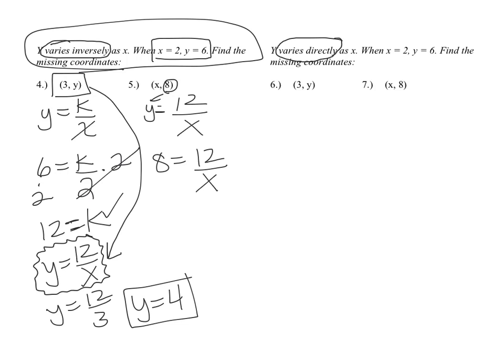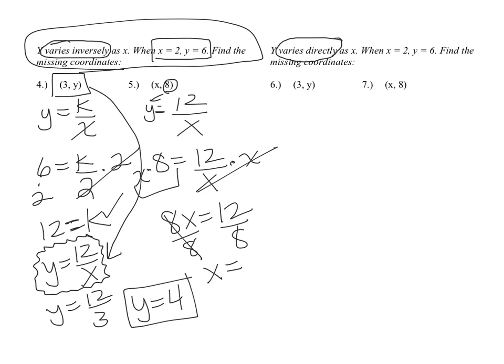Now we can't solve for x if it's in the denominator. So what you have to do first when you have x in the denominator is multiply both sides by x. So we have 8x equals 12. If I divide both sides by 8 to get x, 8 doesn't go into 12 evenly, but that's okay. We can write it as a fraction. 12 over 8 can be reduced by dividing by 4 into 3 over 2, or 1 1/2.